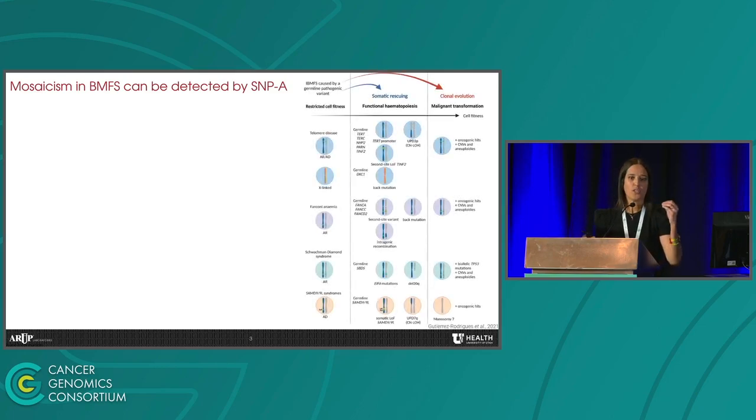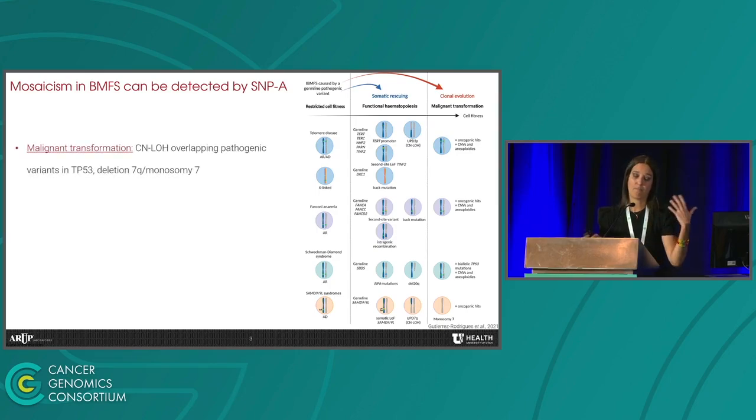Here I'm showing you different types of inherited bone marrow failure syndromes and the genetic modifications that can occur to lead to either somatic genetic rescue or malignant transformation. Several of these molecular alterations can actually be identified by SNP-array.